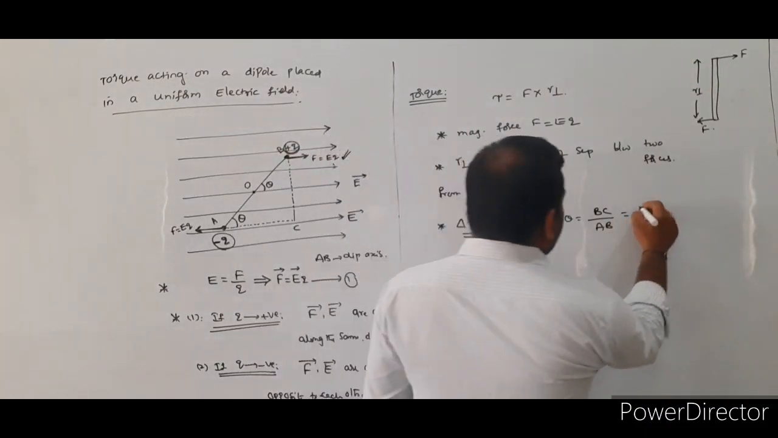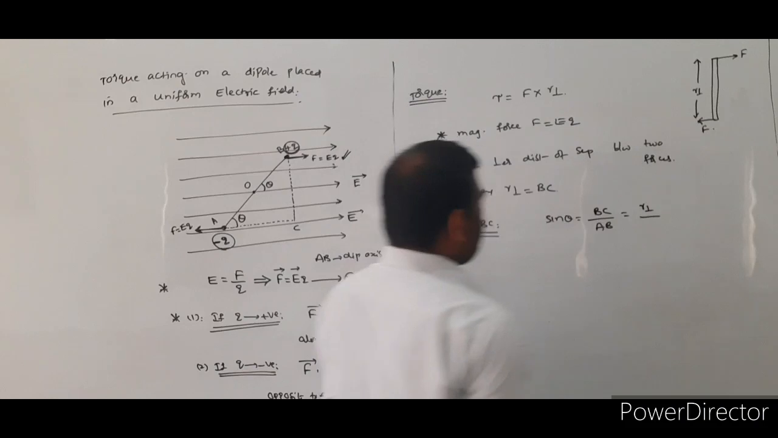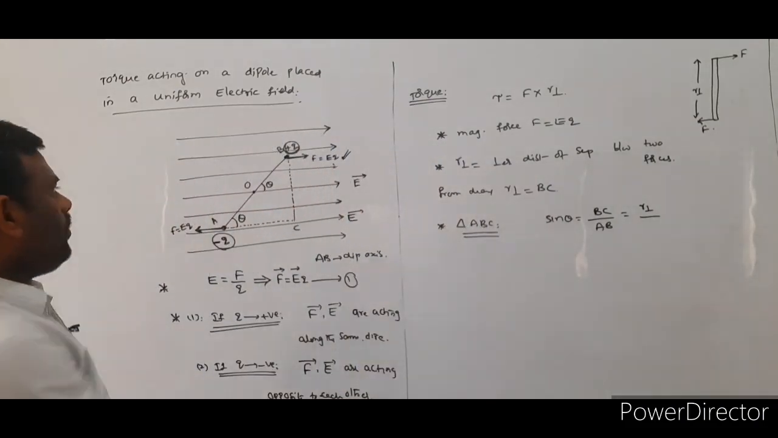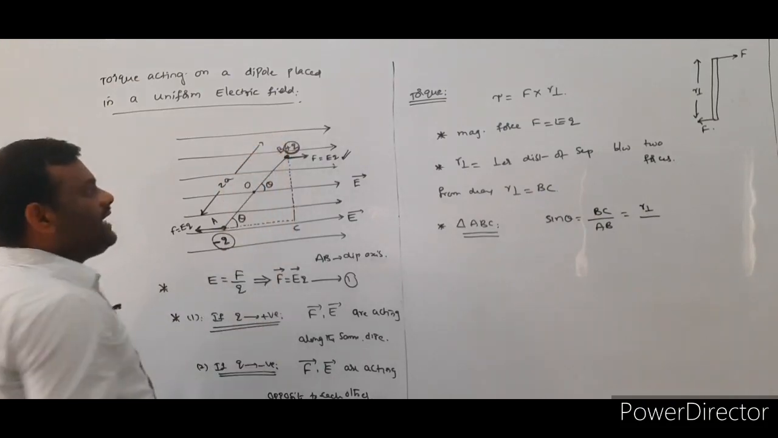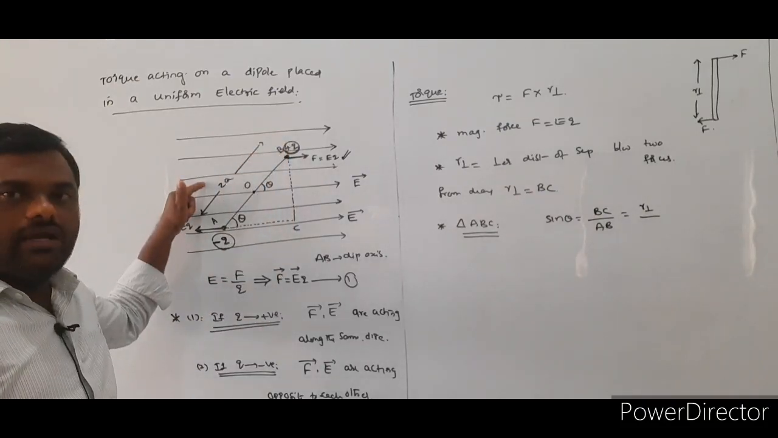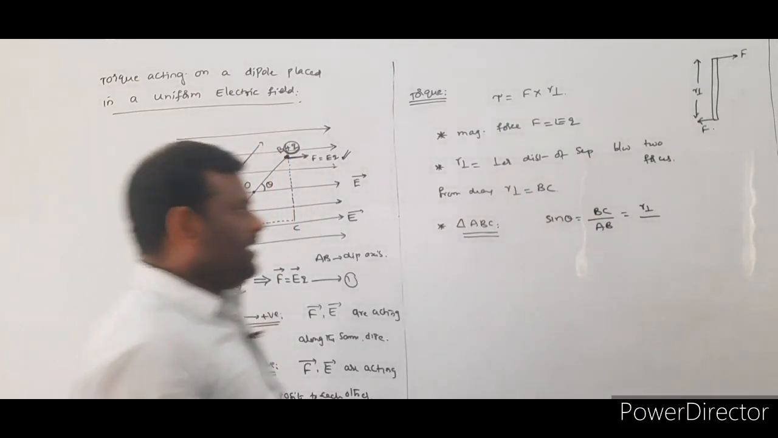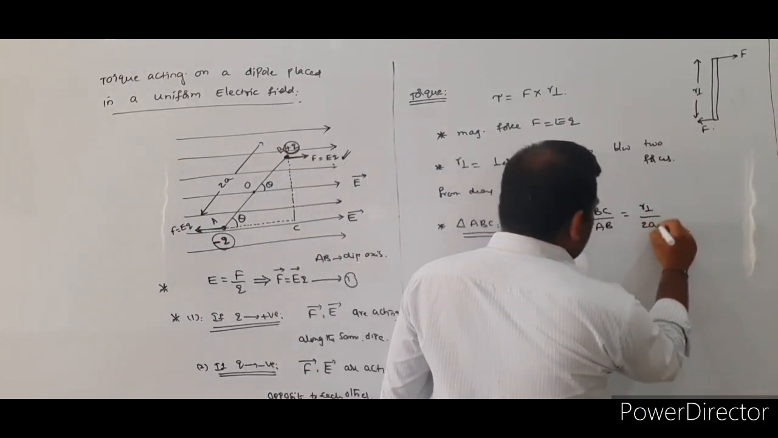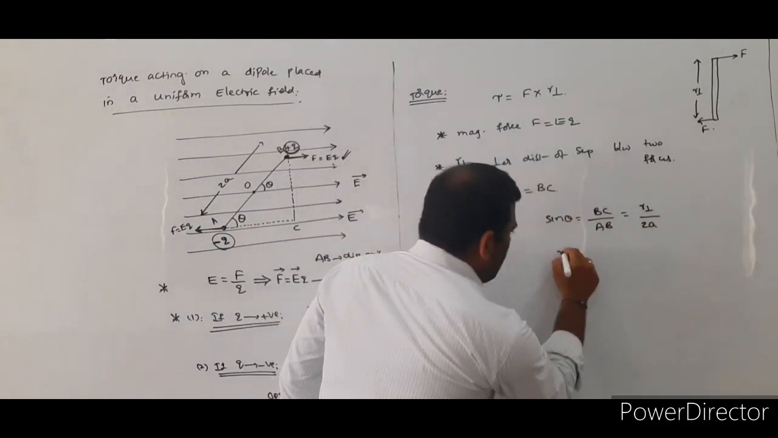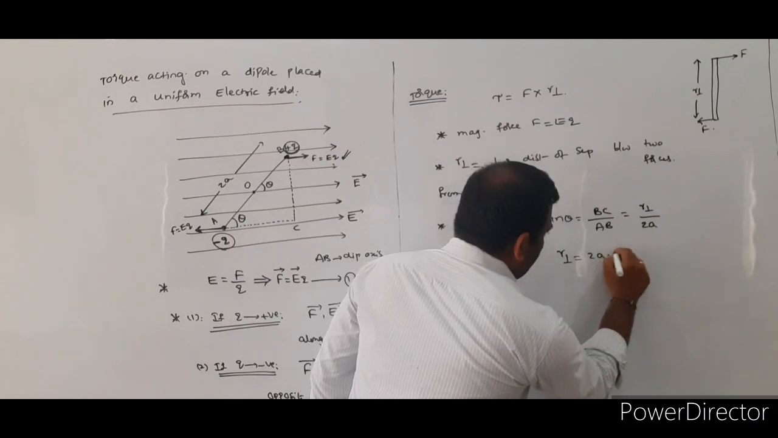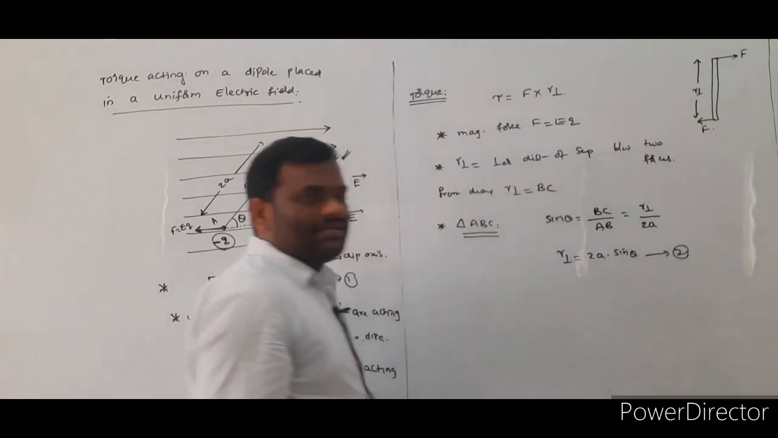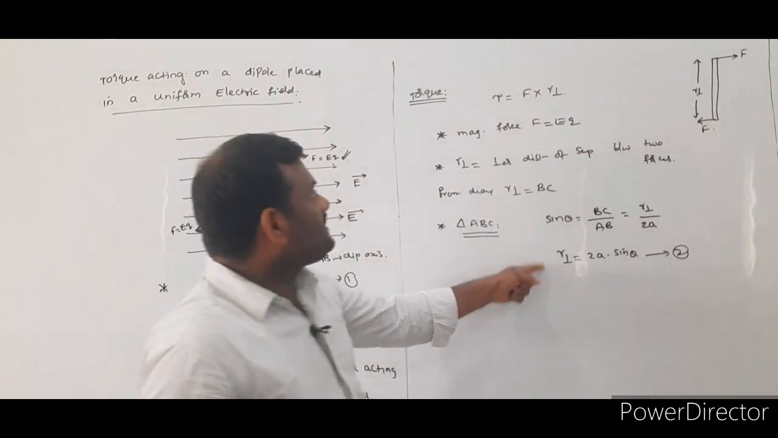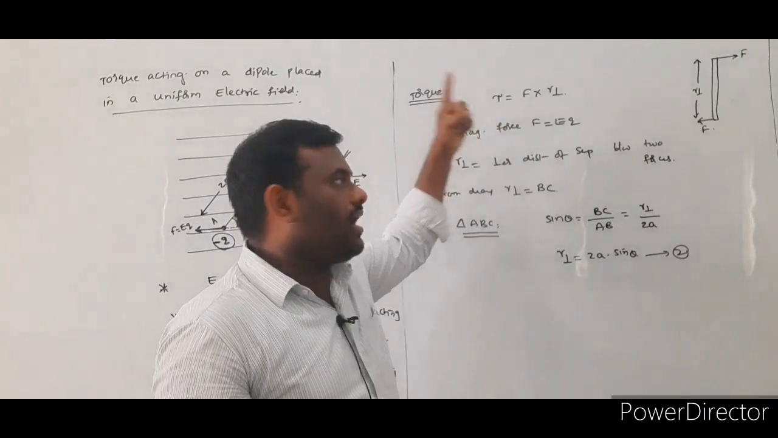So that which is equal to R perpendicular by AB. What is the AB value? The length of the dipole. Length of the dipole is already considered as 2a. So AB value is equal to 2a. Therefore R perpendicular value is equal to 2a into sin theta. Now substitute these values in the required formula for the torque.